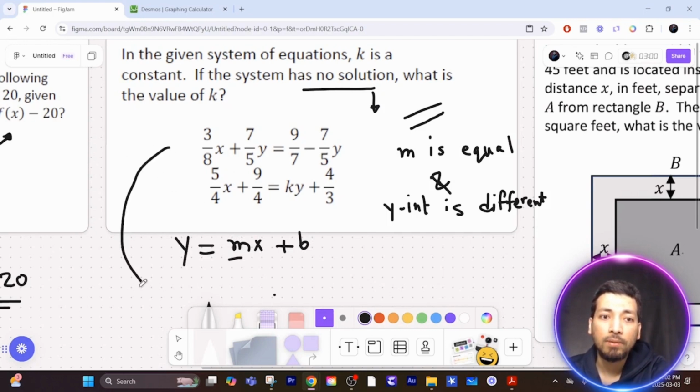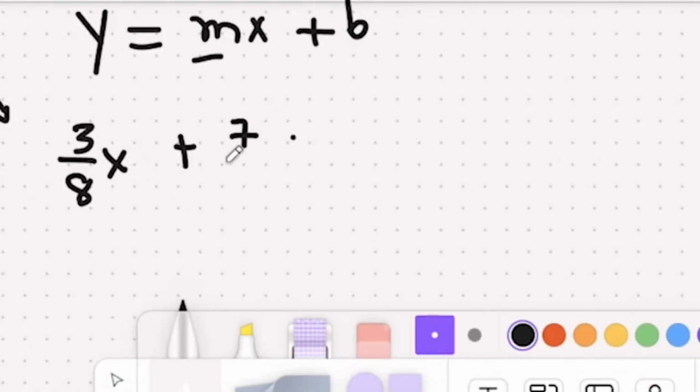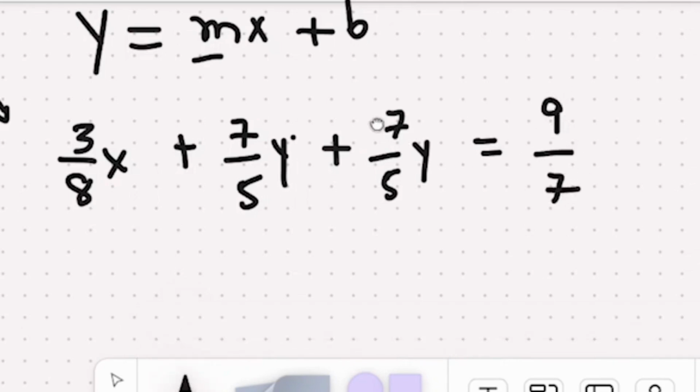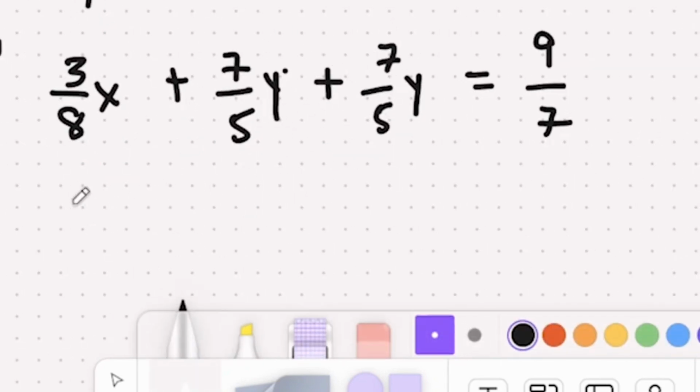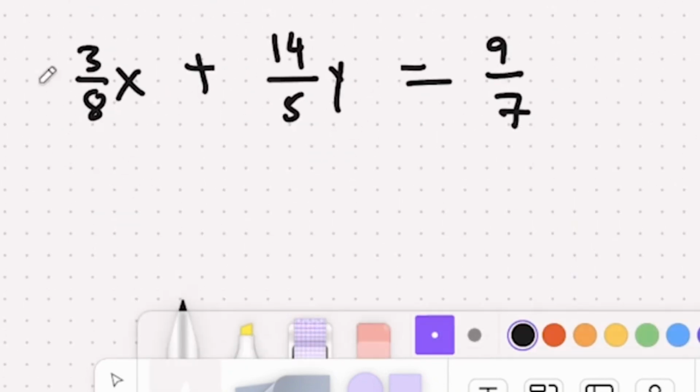So let's look at the first equation. We have 3 over 8x plus 7 over 5y is equal to 9 over 7 minus 7 over 5y. So we just move the y term to the left side. We have 3 over 8x plus 7 over 5y plus 7 over 5y is equal to 9 over 7. So if we just add these two y terms, we are getting 14 over 5y is equal to 9 over 7. So I need to isolate the y here. So subtract 3 over 8x from both sides.